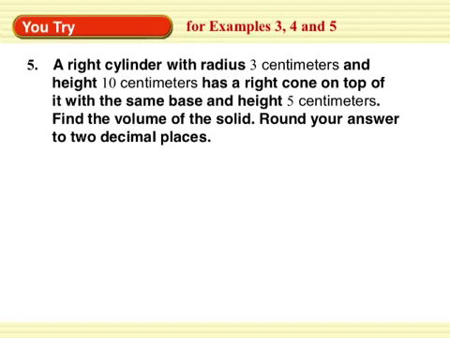Sorry, I'm reading. Okay, a right cylinder with a radius given and a height given has a right cone on top of it with the same base and height. Find the volume of the solid. Round your answer to 2 decimal places.